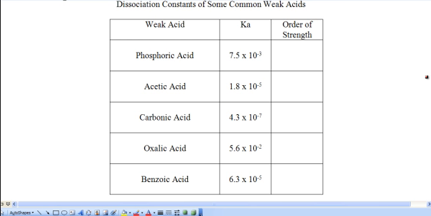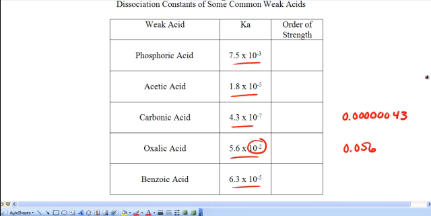Alright, so to figure out what's the strongest weak acid, you simply have to look at the Kas and figure out which one is the largest. Well, you don't necessarily want to focus on the first term, you want to look at the exponents. 10 to the negative 2, that is the largest Ka. All these other ones are smaller. Now remember, this would have to be 0.056, while this one above it would be 0.0000043. So just remember, keep that in mind.